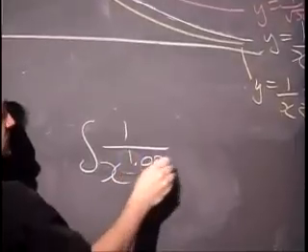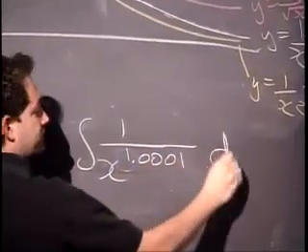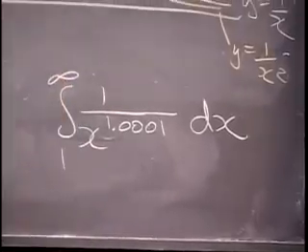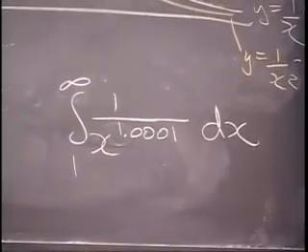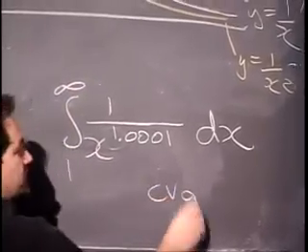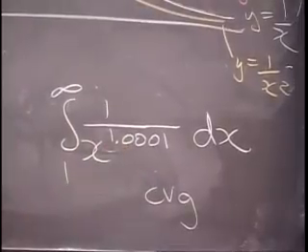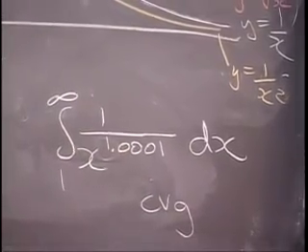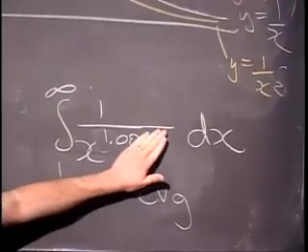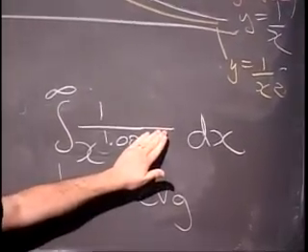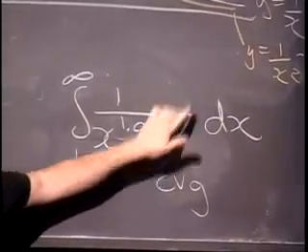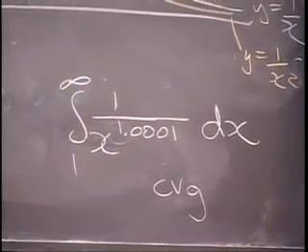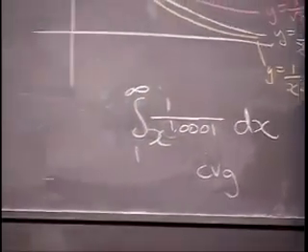1.0001, say from 1 to infinity, that converges because p is 1.0001. It's bigger than 1. And yet, if I take away this tiny little bit and make it exactly 1, it diverges. So in some sense, anything smaller than 1 over x converges. Anything bigger than it, or 1 over x, diverges.